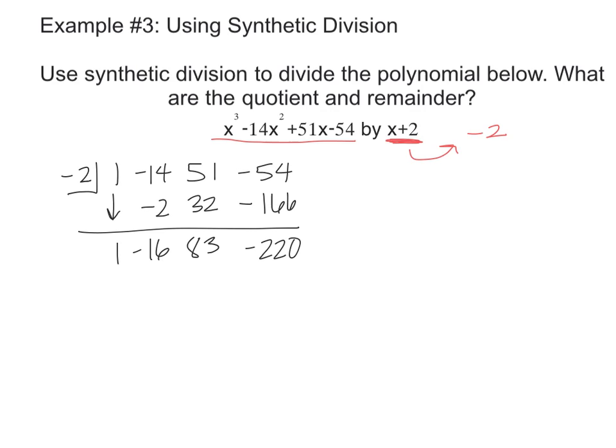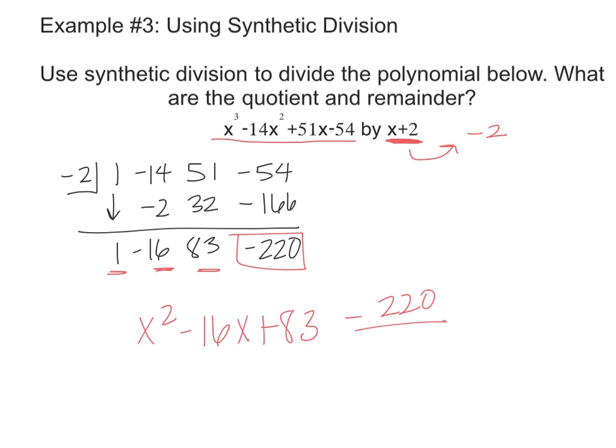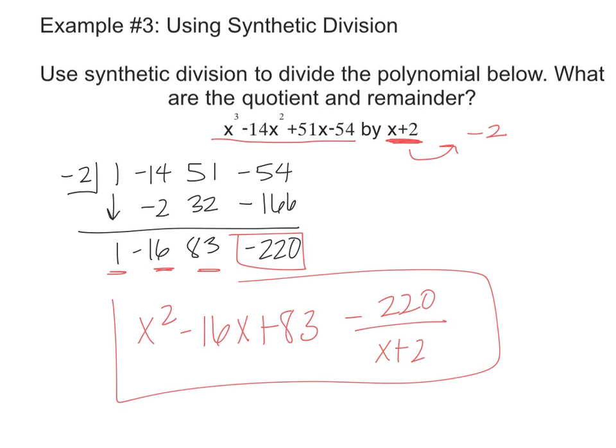And so since our highest power was x cubed, when I start rewriting this, it becomes 1 power less than. So this is now the x squared position, the x to the first, the no power, and this is our remainder. So our quotient and remainder are x squared minus 16x plus 83 minus 220 over our original expression, which is x plus 2. And we are done.